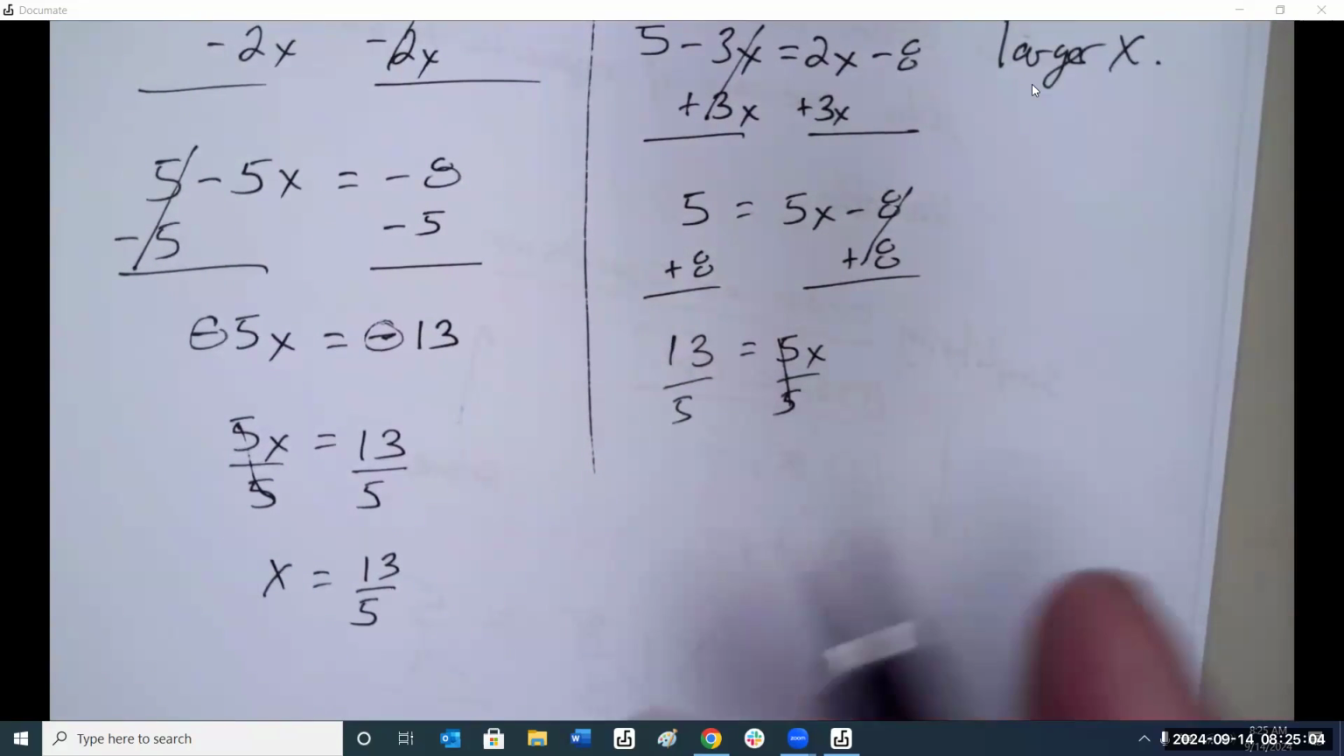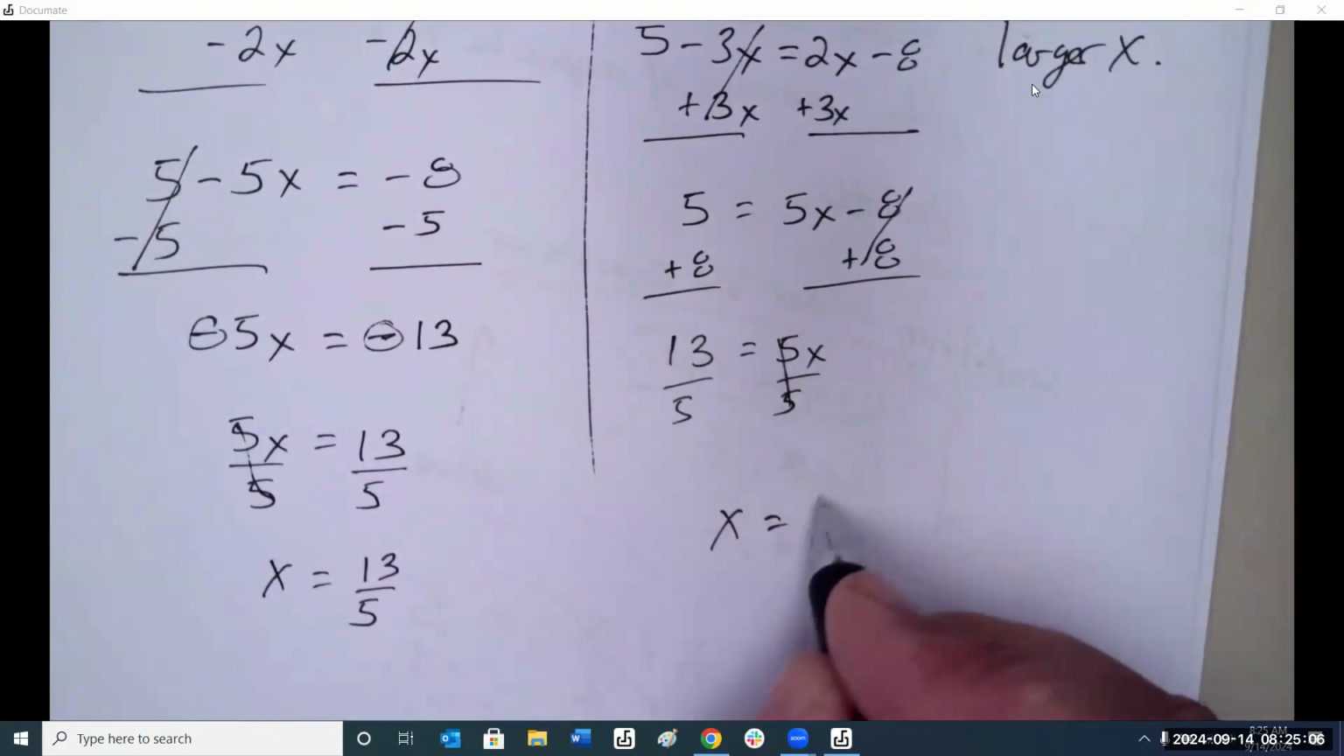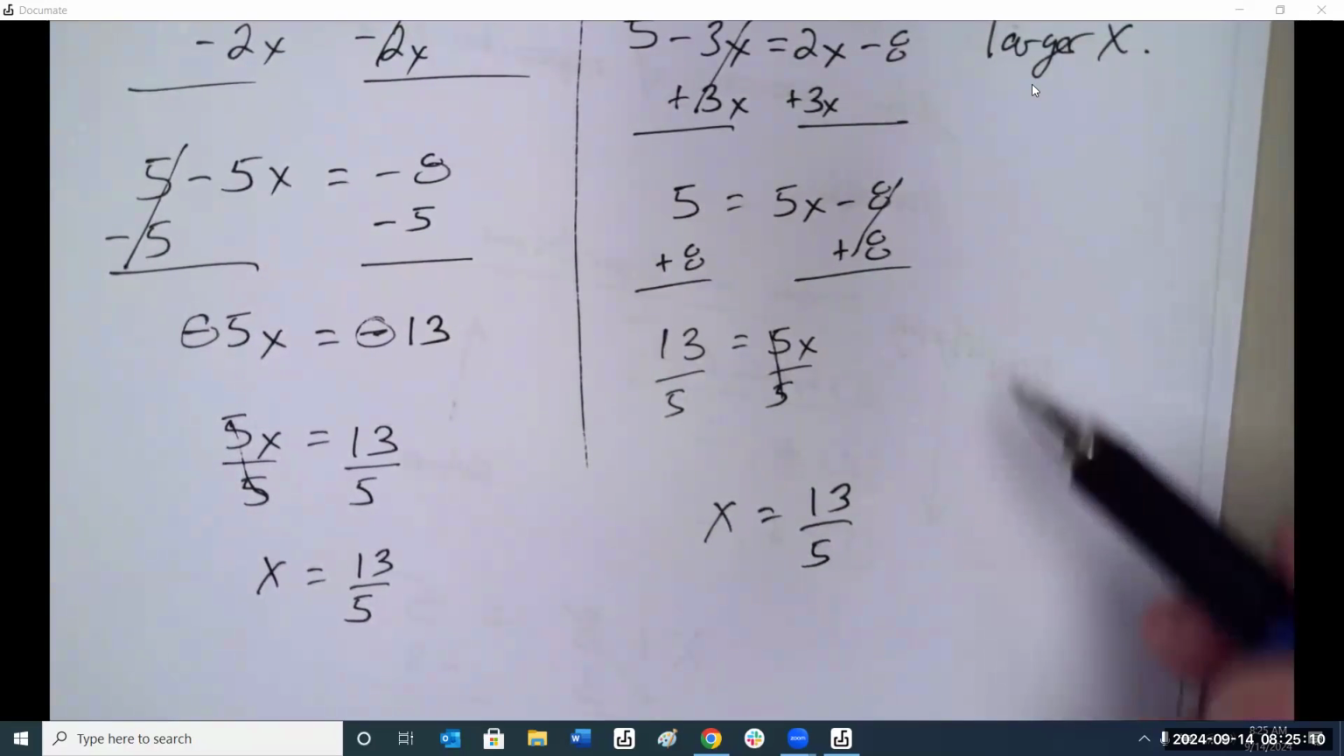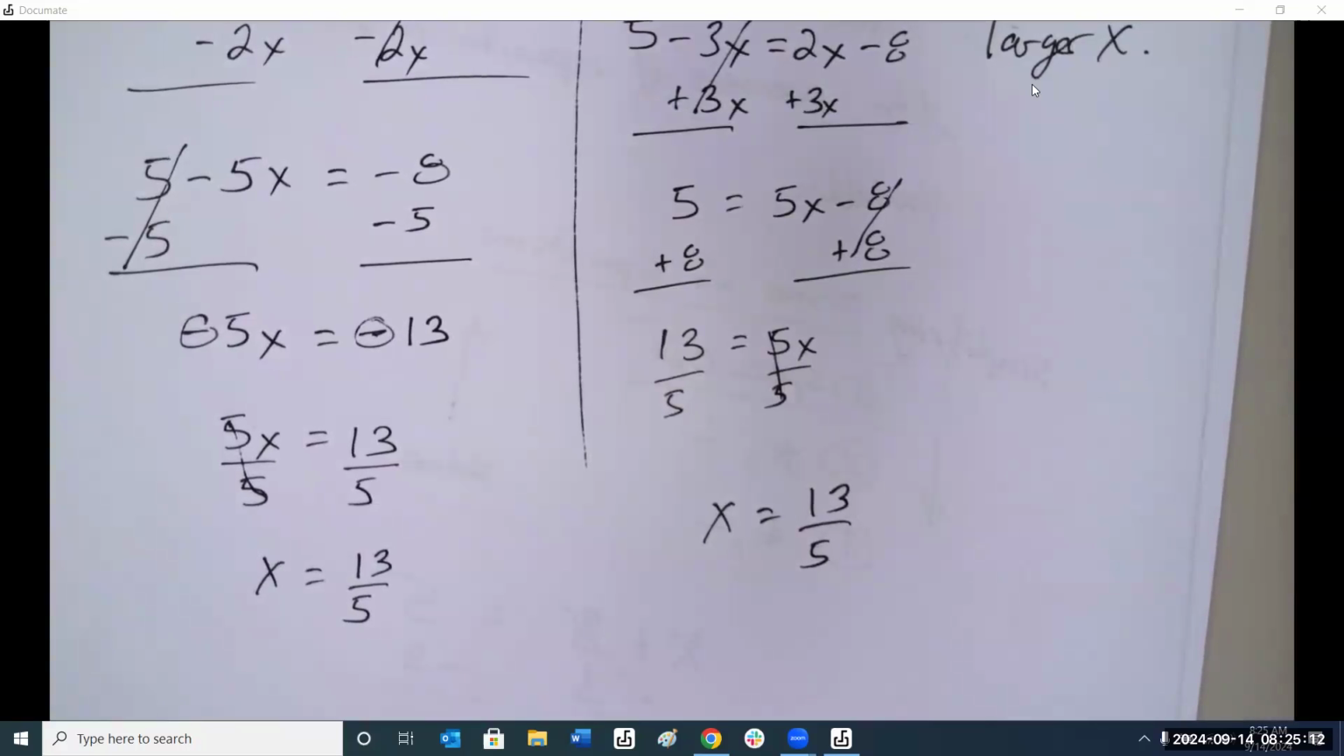Now, at this point, if you want to, you can flip them. But this side here has a lower chance of making a mistake with the signs than this side. I've seen it thousands of times. So you can do whatever you want to. It's just that try to keep away from dividing by negatives.